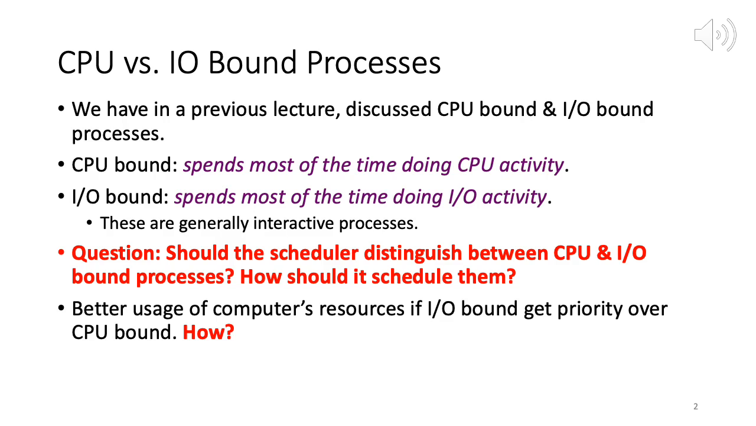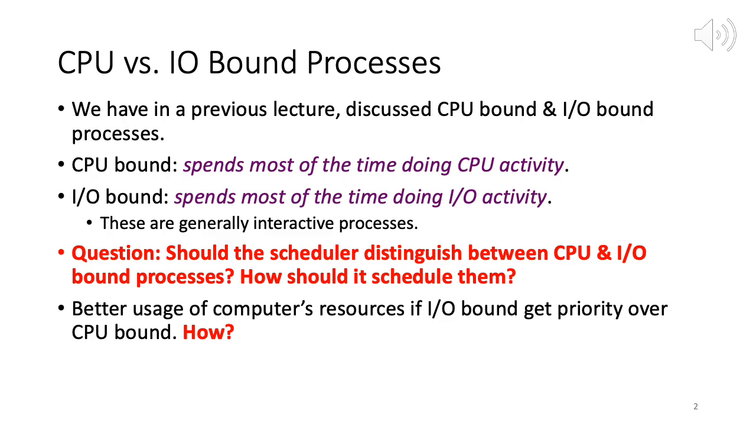So the question we have is, should the scheduler distinguish between CPU and IO bound processes, and how should it schedule them? If I have both CPU and IO bound, how should I schedule them? If you recall, we looked at this question in the beginning, and what we discussed was that it's probably better to schedule the IO bound processes first, because if you schedule the CPU bound early, then one CPU bound will block the execution of many IO bound. The IO bound processes will have to wait in the ready queue for a long time before they get the CPU.